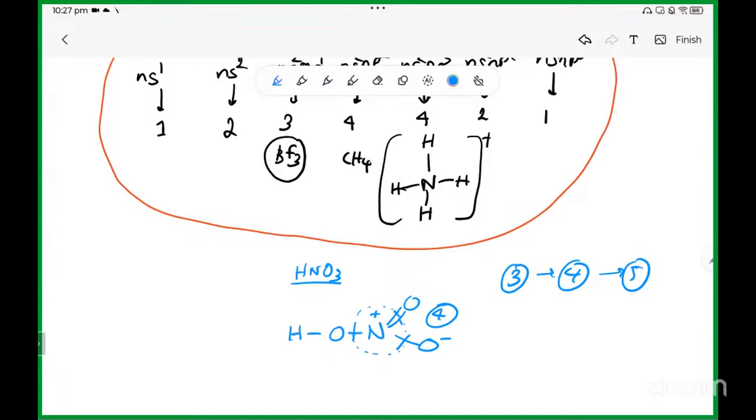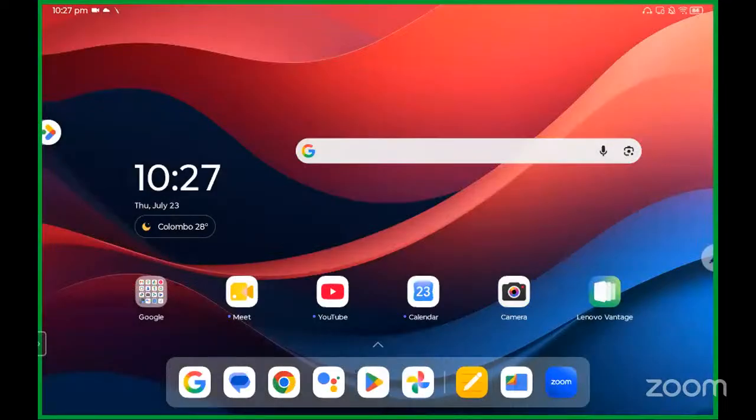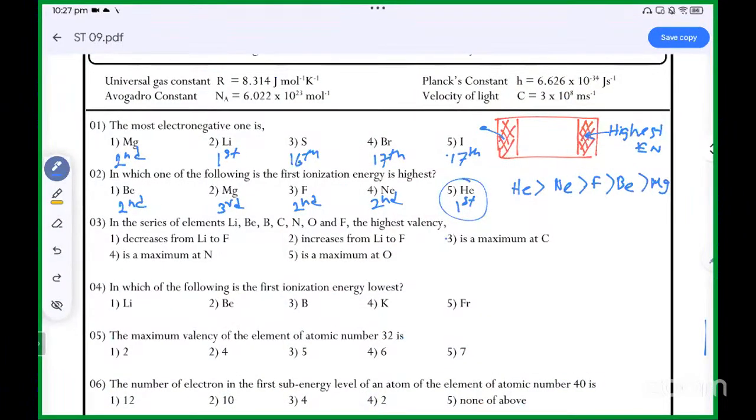So let's go to the question. In the question, it has been asked, the series of elements lithium, beryllium, boron, carbon, nitrogen, oxygen, and fluorine, the highest valency decreases from lithium to fluorine. We can't say like that. Increases from lithium to fluorine. That is also we can't say, because it is increasing only up to nitrogen. Then oxygen and fluorine, that is decreasing, right?